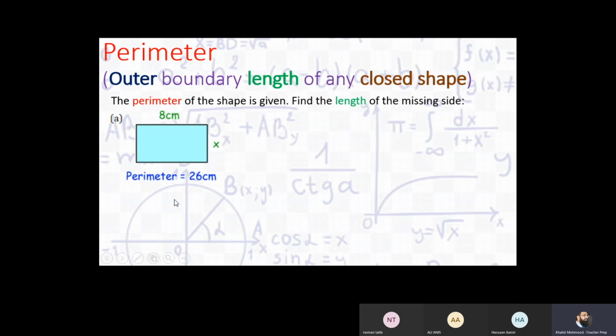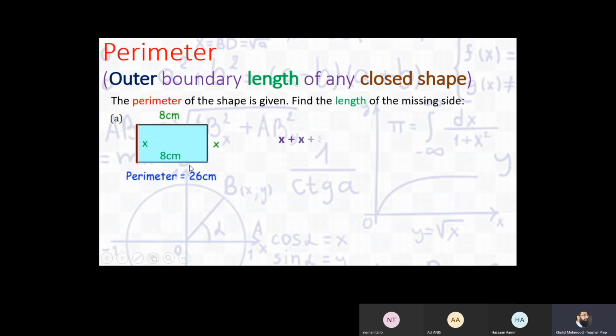In this example, you can see that this is 8 centimeters and this is 8 centimeters. The other sides are not given, but this is a rectangle, and in a rectangle the opposite sides are equal. So this is also 8 centimeters, and if this is x, the other side will also be x centimeters. Now we'll be adding these all.